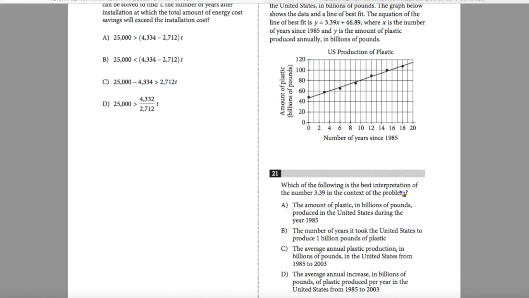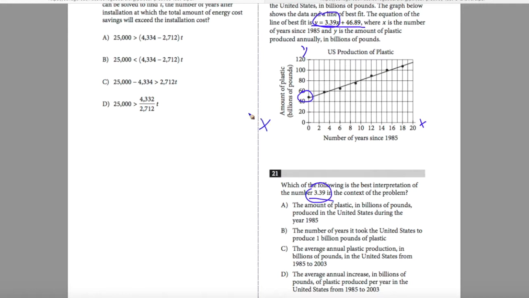21. Which of the following is the best interpretation of the number 3.39 in the context of the problem? So 3.39, I'm going to find up here in terms of my narrative. It says the equation of the line of best fit is y = 3.39x + 46.89, where x is the number of years since 1985 and y is the amount of plastic. Here I see my y, here I see my x. Well, 3.39 is going to be related to the slope, right? Given my y = mx + b formula, 46.89 is going to be my initial amount, given the fact that that's what it equals when x equals 0, right?